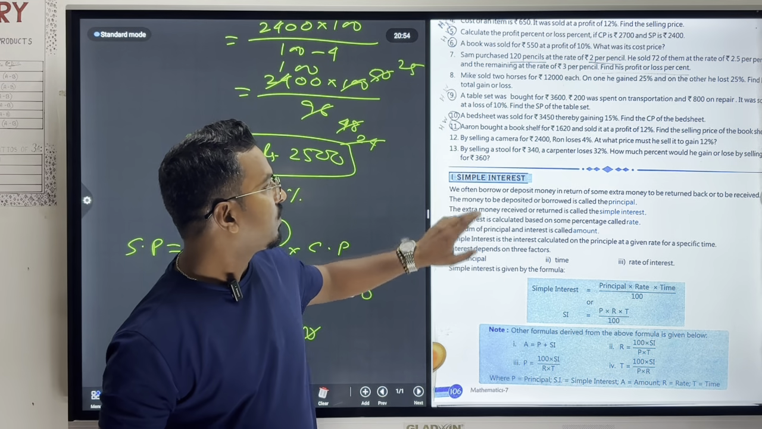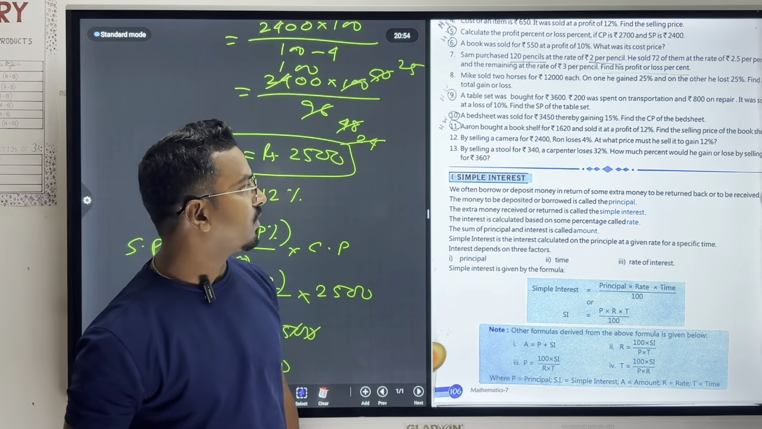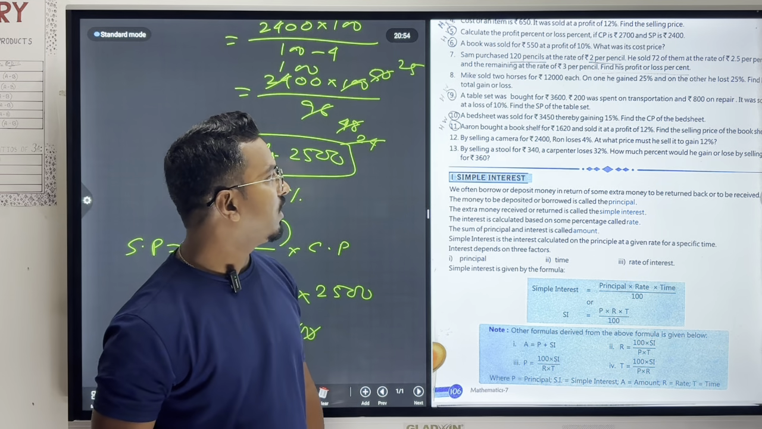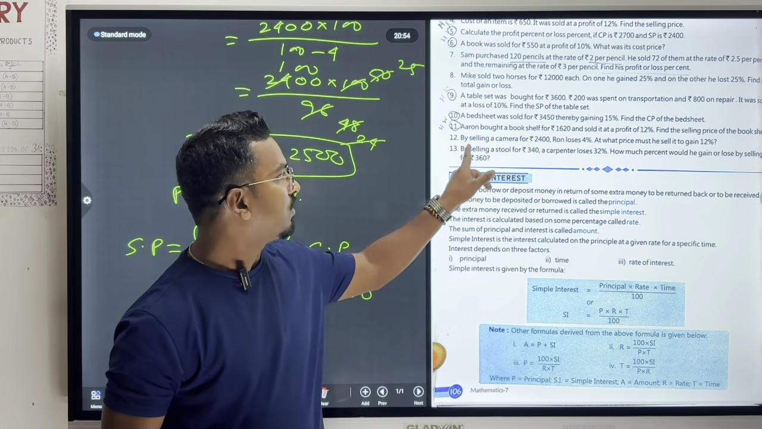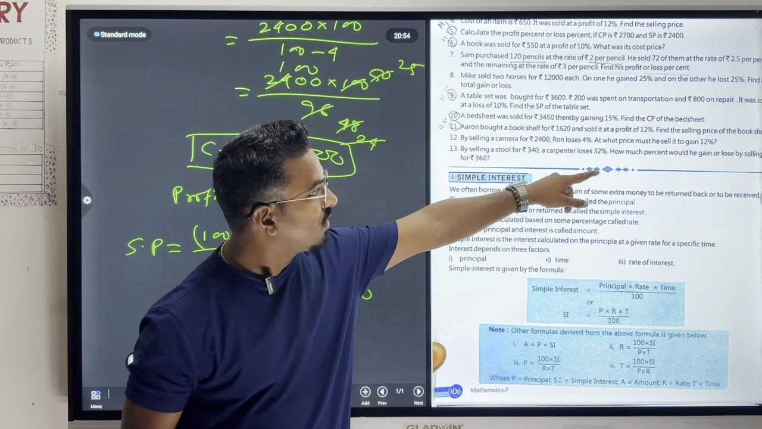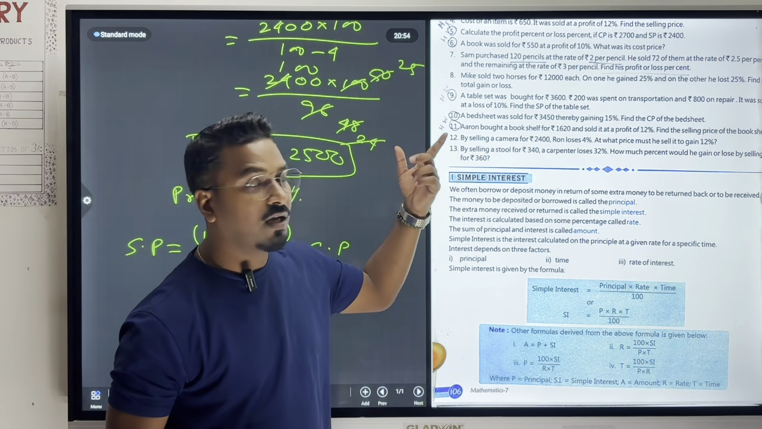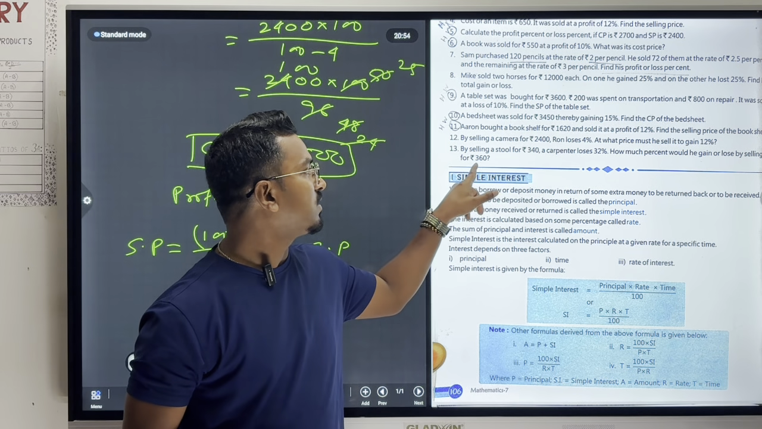360. Okay, this also you try to do by yourself, similar type of question. Fine. By selling a stool for 340, lost 32%. So first you have to find the cost price. Okay, then how much percent would he gain or lose by selling it? 360. First you find the cost price. From here you will get the cost price and here is the selling price.